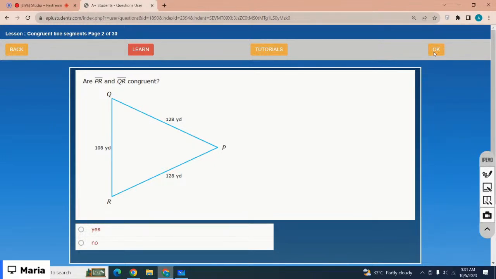Are PR and QR congruent? So let's just see the side lengths of PR and QR, right? So they have the same side length. Yes, they are congruent. The correct option is yes, right?